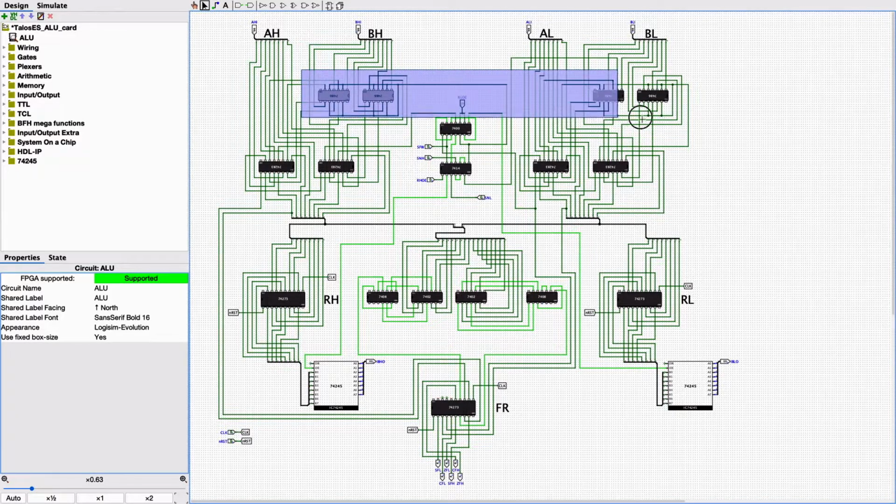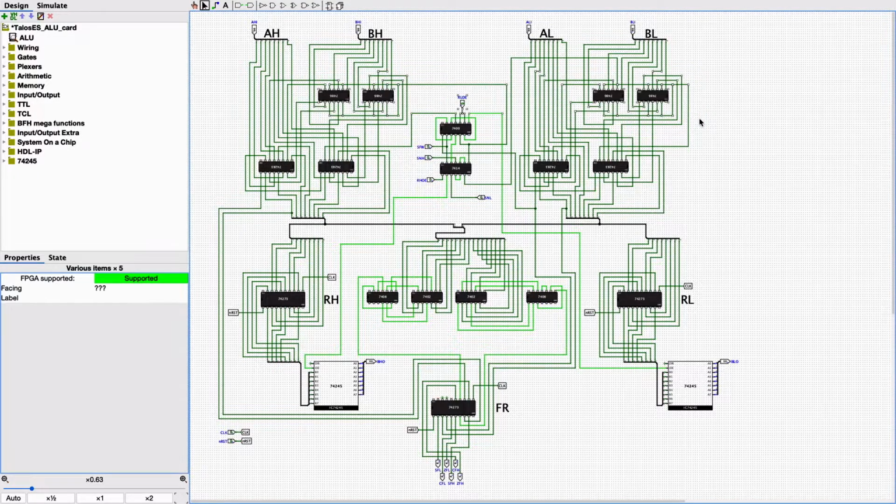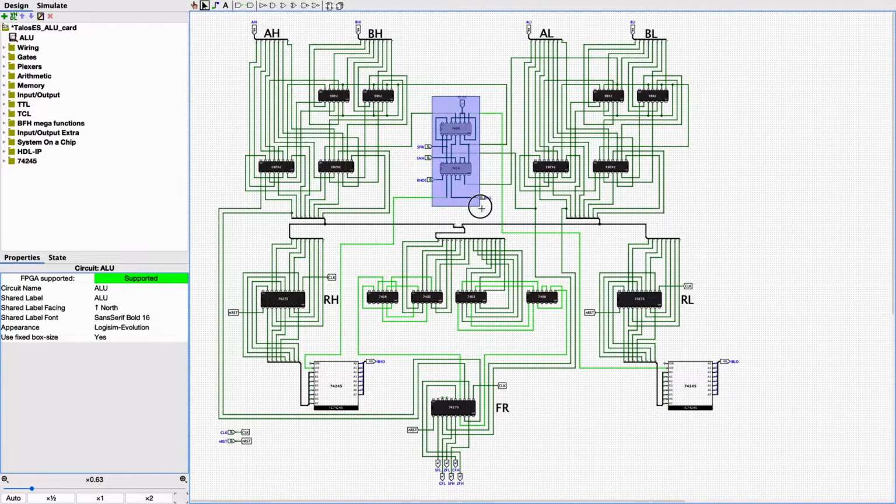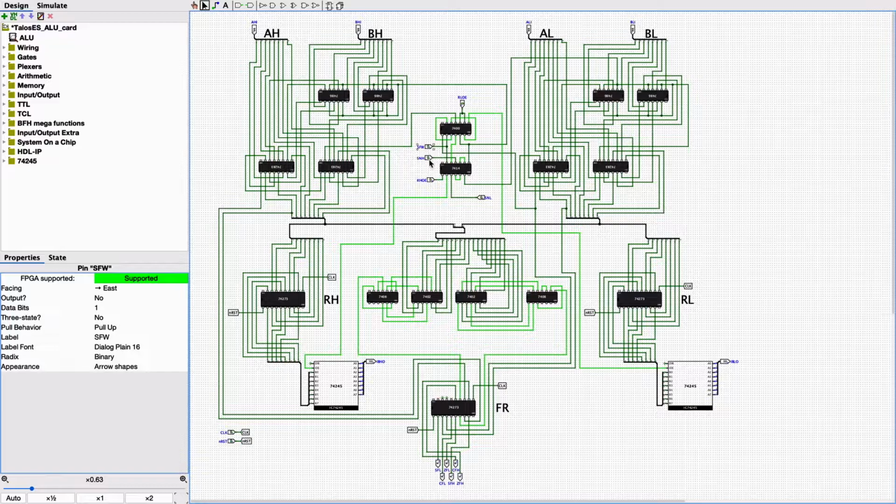These 4 chips here are the XOR gates responsible for inverting the BL or the BH bytes in case of a subtraction, as we discussed before. These 2 chips here are the control logic we discussed before. They accept the 3 control inputs we also talked about: set full width, set negative high, and set negative low. There are other 2 control inputs that I will talk about in a moment.